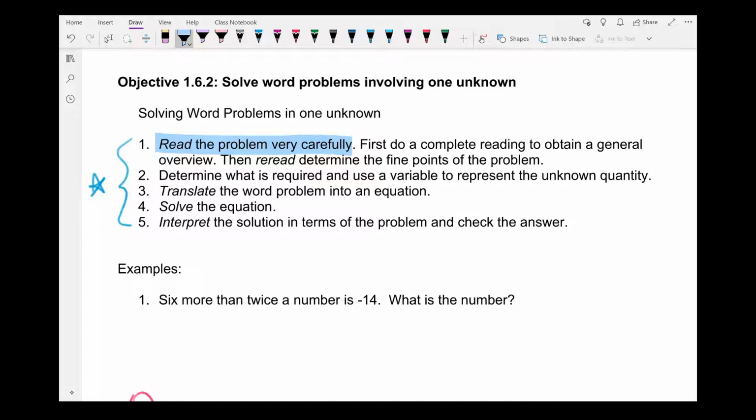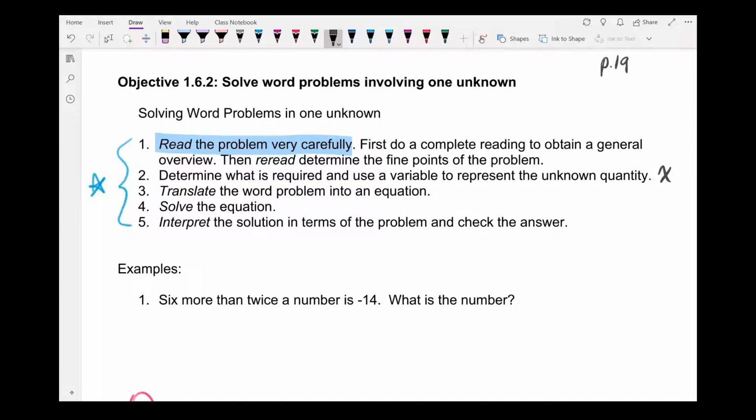Then we determine what's required and use a variable to represent an unknown quantity. Usually that's our x. Next, we translate the word problem into an equation. That's what we did on the previous page. By the way, this is page 19 right now in your notes. Then we solve the equation, and then we're going to try and interpret the solution, or figure out what our final answer means, and we'll check our answer.